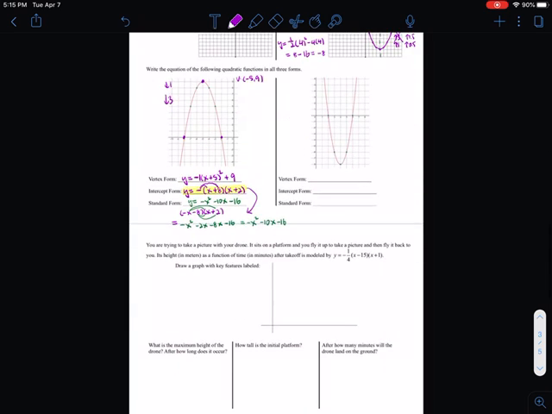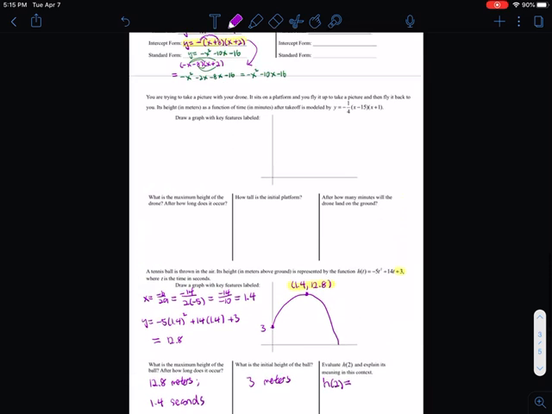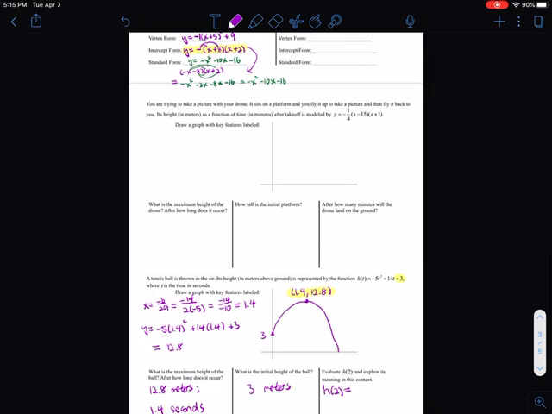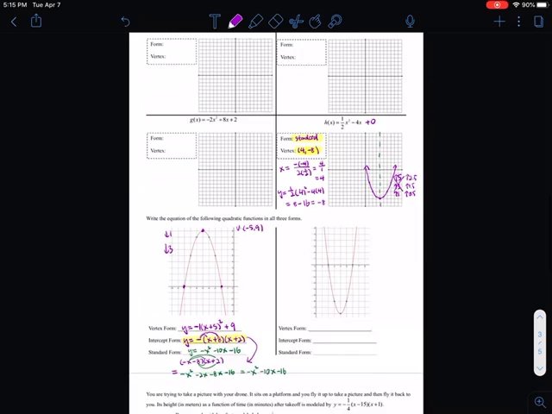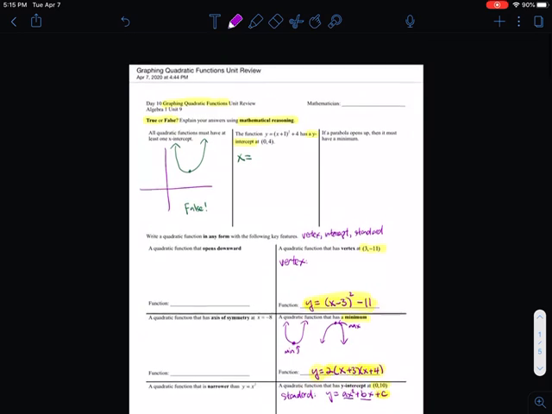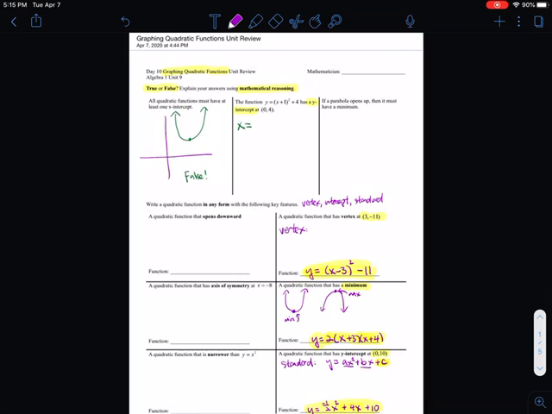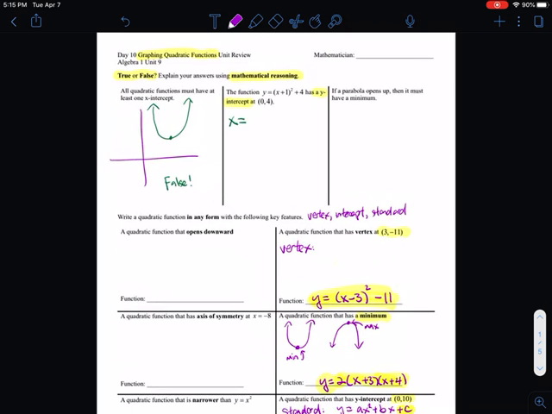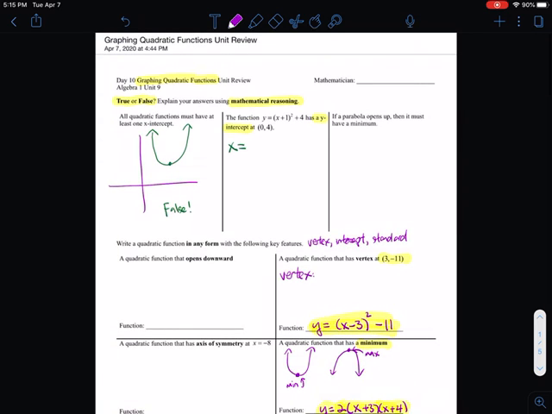This is a bit longer than usual assignment, but this is the unit review, so it covers everything that we did over the past couple of weeks. But again, please go ahead and work on this. Let me know if you have any questions. I will post the answer key probably sometime on Friday. But yeah, let me know if you have any questions.